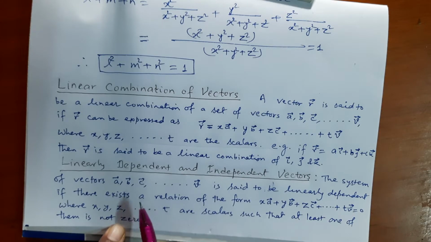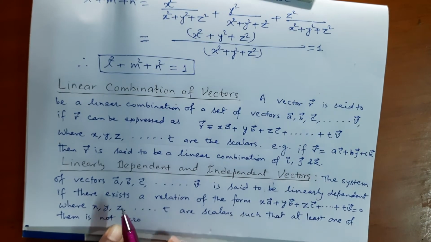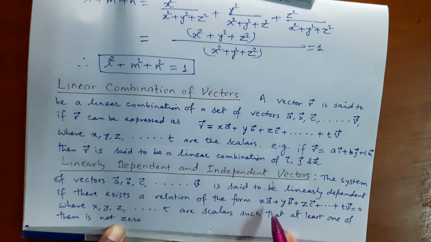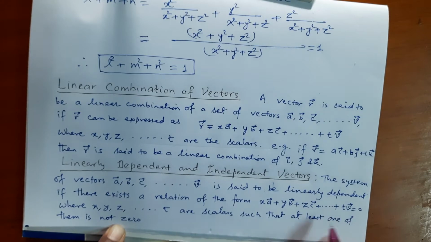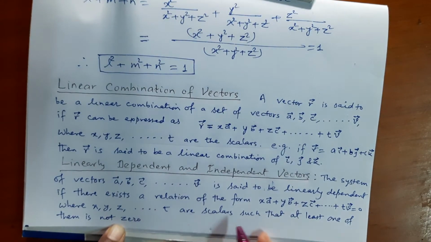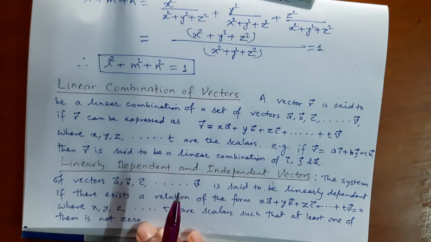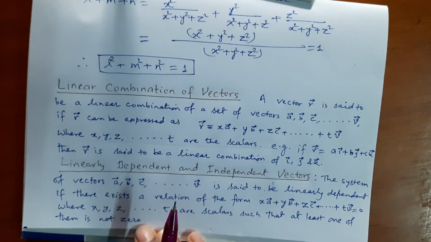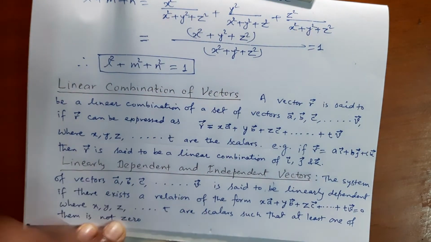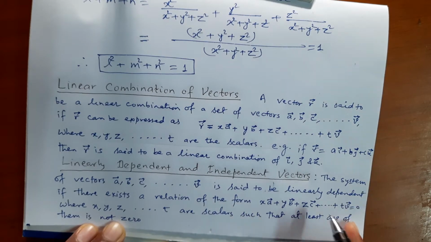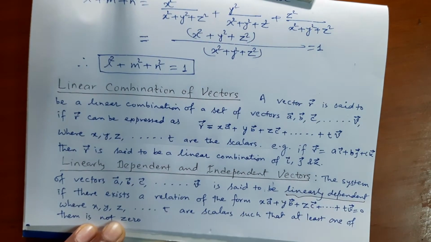The system of vectors A, B, C up to vector V is said to be linearly dependent if there exists a relation of the form xA vector plus yB vector plus zC vector plus tV vector equals 0, where x, y, z, t are scalars such that at least one of them is not 0. This is the definition of the linearly dependent vectors.